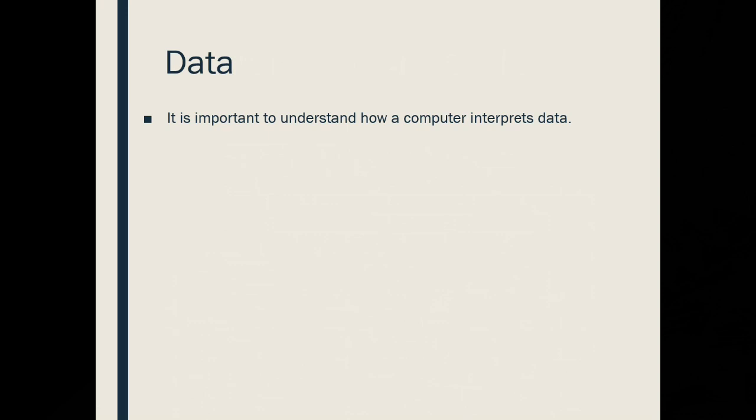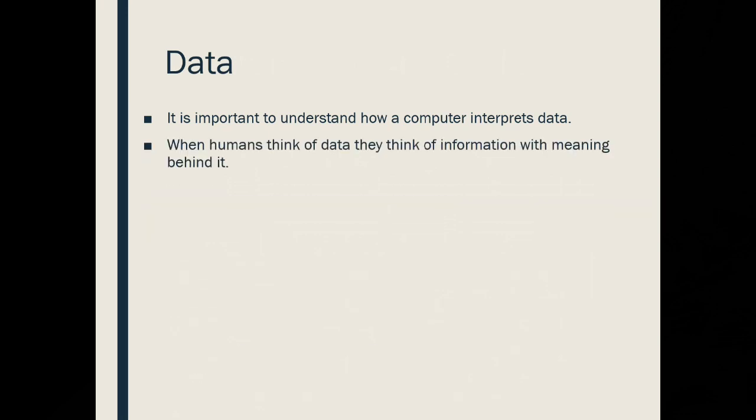Now, the data. It's important to understand how the computer actually interprets information. Remember, a computer is just a machine. Machines only understand certain things. They certainly don't understand letters, numbers, English, or anything like that. When humans think of data, we think of information that everything has meaning behind it. For a computer, it's the software that gives the data meaning. Depending on what software is running, that data could mean something different.